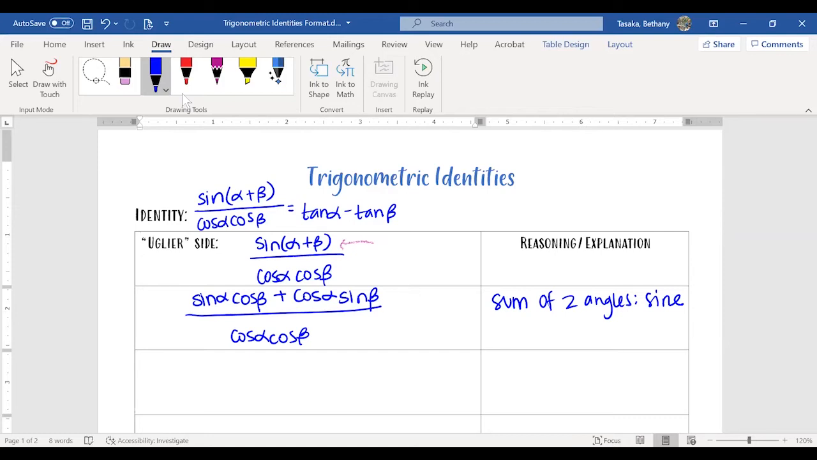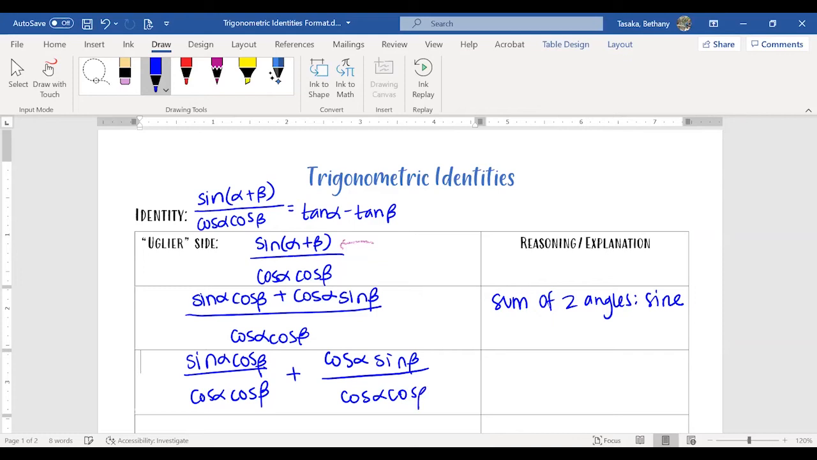Well, we've done similar ones to this where, again, we have two things in the numerator and a single term in the denominator. So let's split our fraction. So you get sine alpha cosine beta over cosine alpha cosine beta, plus cosine alpha sine beta over cosine alpha cosine beta.